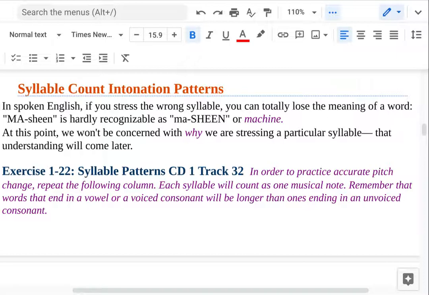Exercise 122. Syllable patterns. In order to practice accurate pitch change, repeat the following column. Each syllable will count as one musical note. Remember that words that end in a vowel or voiced consonant will be longer than ones ending in an unvoiced consonant.